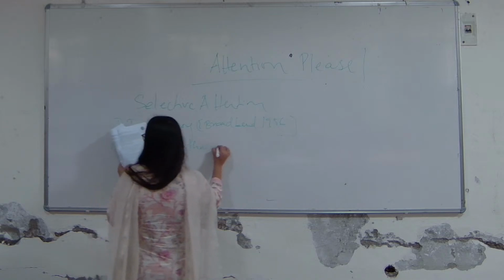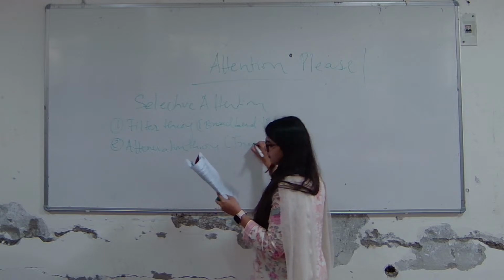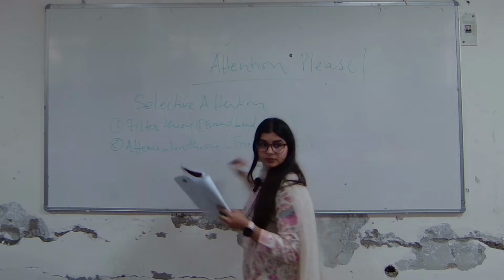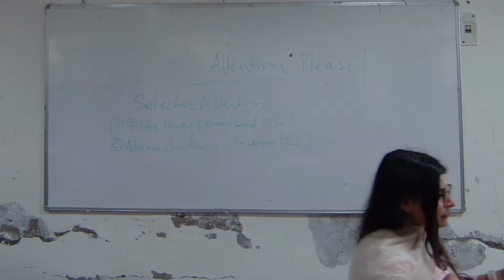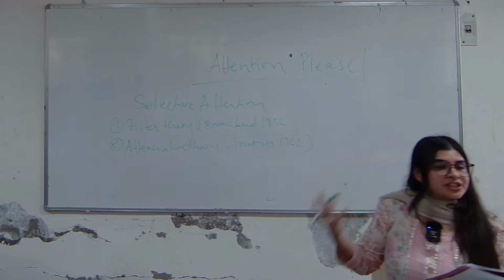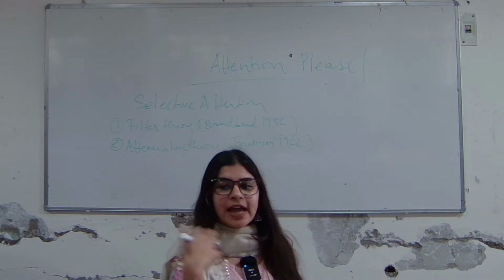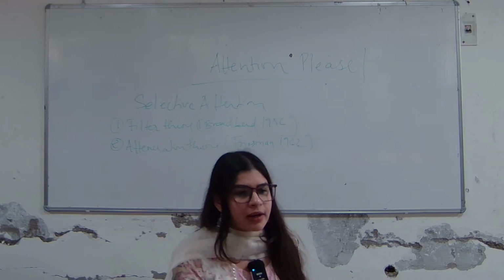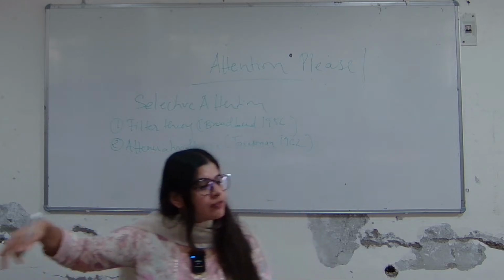Attenuation theory was given by Treisman in 1962. Page number 37. It is called filter attenuation theory. Attenuation, anybody understand the meaning of the word attenuation? Attenuation is usually used in the term weakening, gradual weakening, okay?